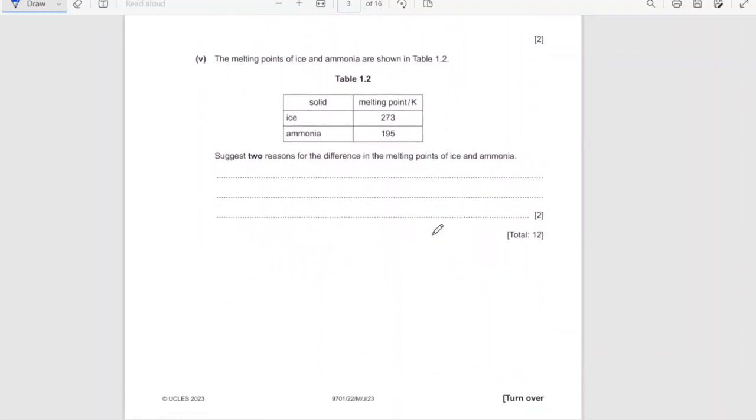Now it says that the melting points of ice and ammonia are shown. Obviously, ice has a higher melting point. It says we need to suggest two reasons why this difference occurs. Now, the first reason is that oxygen is more electronegative than the nitrogen, and so there's a higher electronegativity difference in O and H as compared to between N and H. And that would result in a stronger dipole, so stronger hydrogen bonds. So let's write this down.